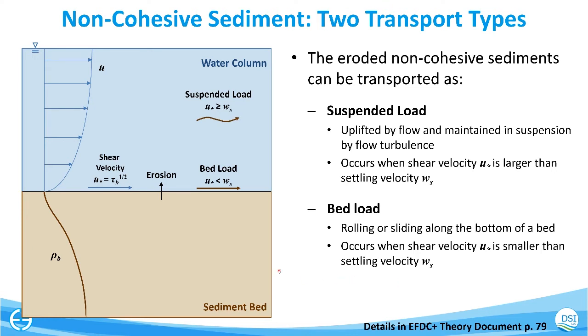The eroded non-cohesive sediments can be transported as two different types. One is suspended load, and the other one is bed load. The classification of suspended load and bed load can be determined by the shear velocity, which is the square root of flow shear stress tau B, and we can call it U star. The suspended load occurs when the shear velocity U star is larger than the settling velocity of that particle, and the bed load occurs when the shear velocity value is smaller than the settling velocity of that particle.